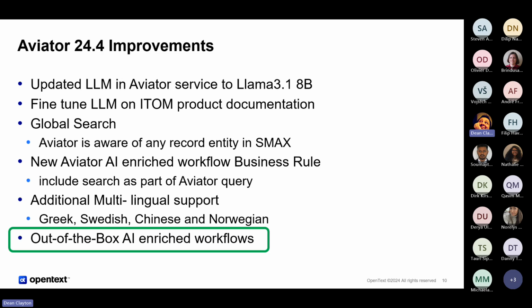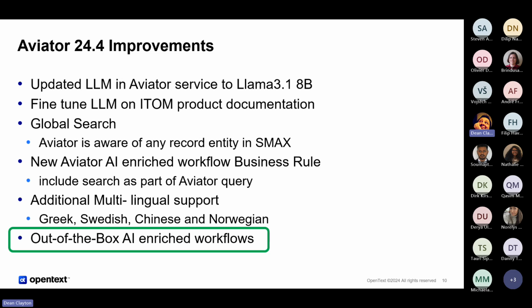So we've updated the Aviator service now to the Llama 3.1 8 billion parameter model. So the quality of the functionality is greatly improved. We've also fine-tuned it on our ITOM product documentation. And that's the first phase of where we're going with helping Aviator better understand our products.